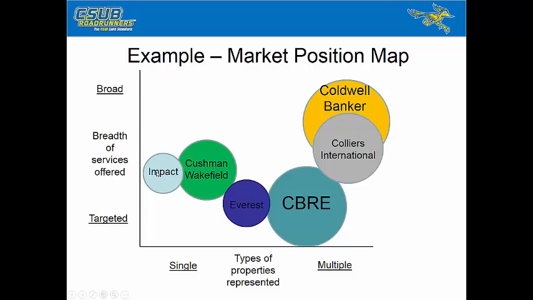Impact, their company, offered only a single type of property, but they offered some additional services than some of the other competitors. Everest offered less services here. CBRE, Cushman & Wakefield offered about the same number of services, and then Caldwell Banker and Colliers International offered more services and offered more different types of properties. So, one example of comparing competitors.